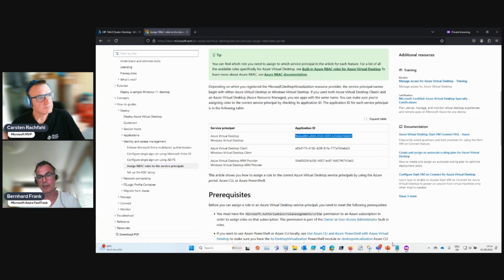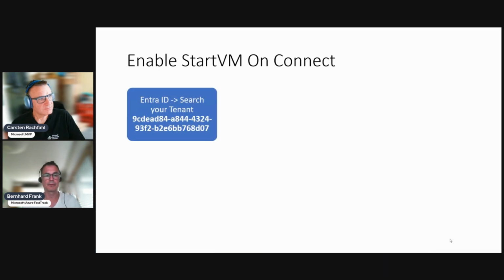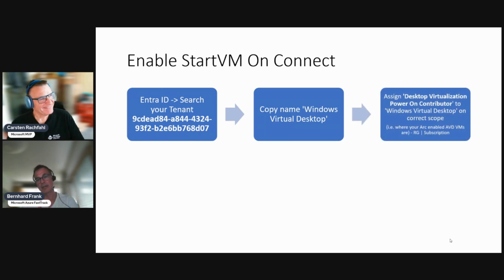So let's go back into the PowerPoint, and do it one more time, and then we'll do it in real life. Okay, so we need this GUID. Then we have the application's name, because in the next section we can't specify the GUID for assigning the RBAC permissions. We need to specify the name of that app and give it the desktop virtualization power on contributor rights, right?